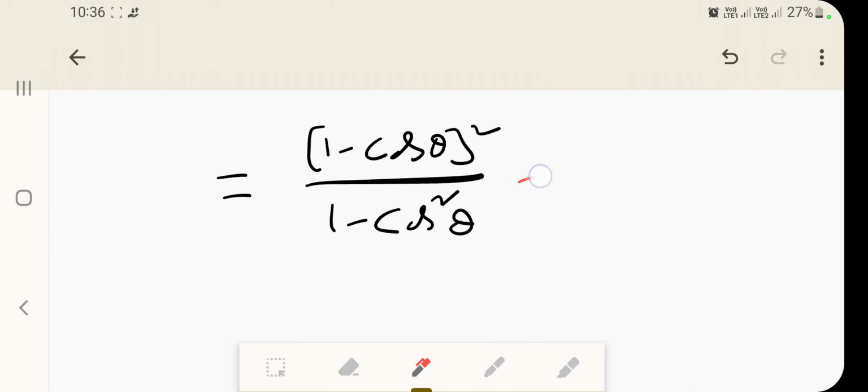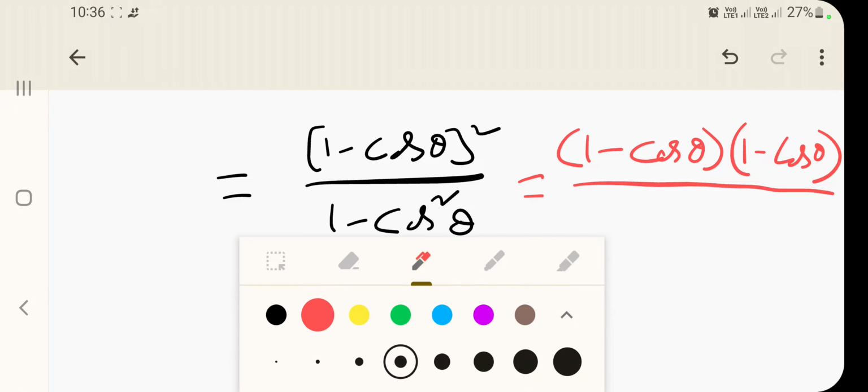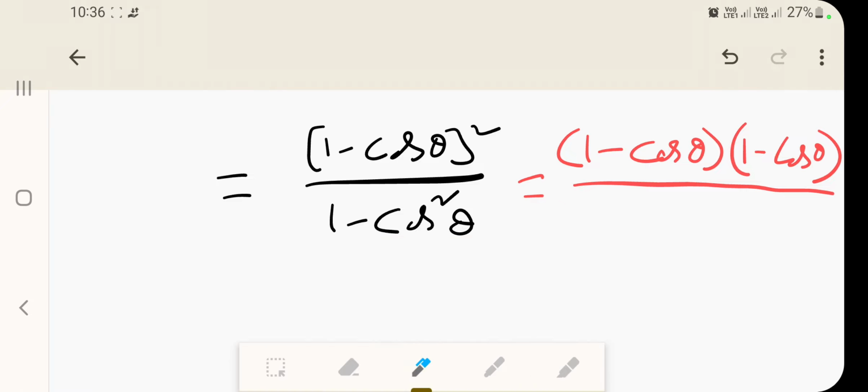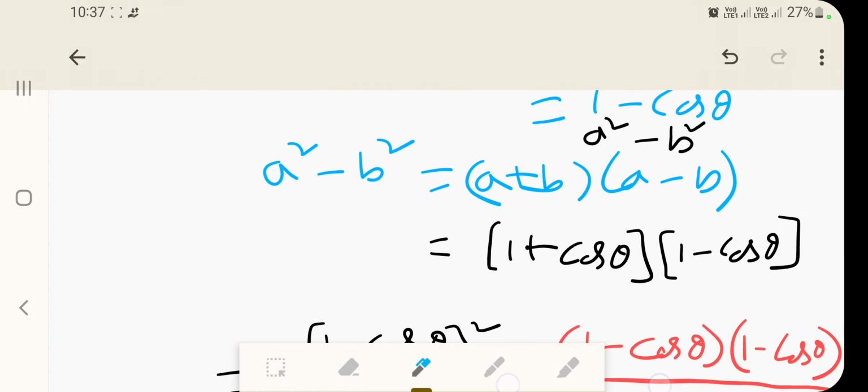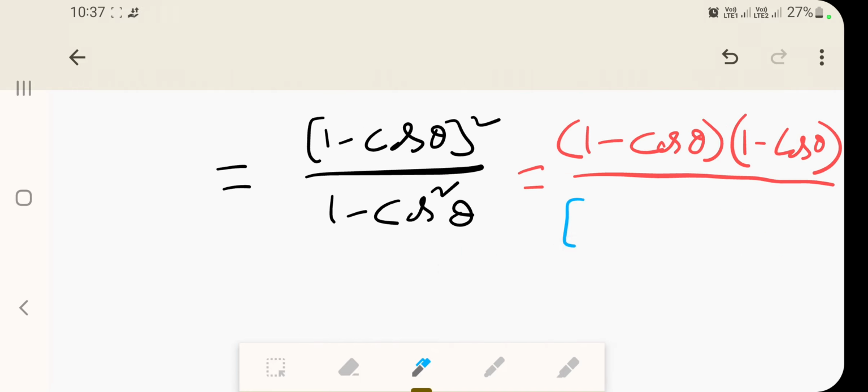Now in the numerator we can write (1 minus cos theta) whole square, meaning 1 minus cos theta is repeated 2 times. So we can write it as (1 minus cos theta) into (1 minus cos theta). And the denominator we can write as 1 minus cos square theta, as we have seen earlier, which can be replaced with (1 plus cos theta) into (1 minus cos theta).